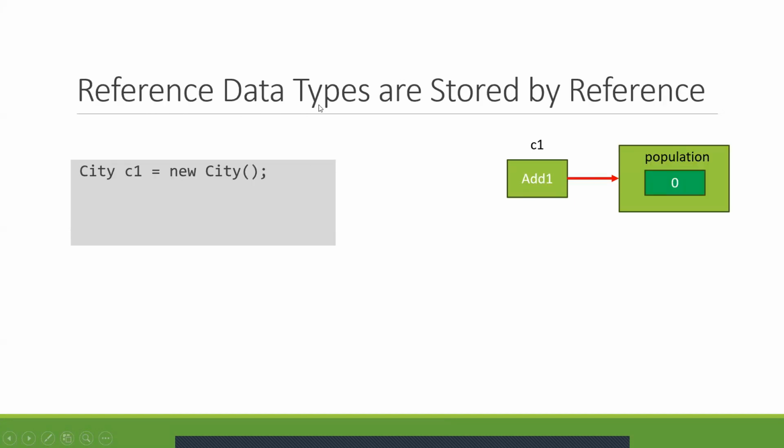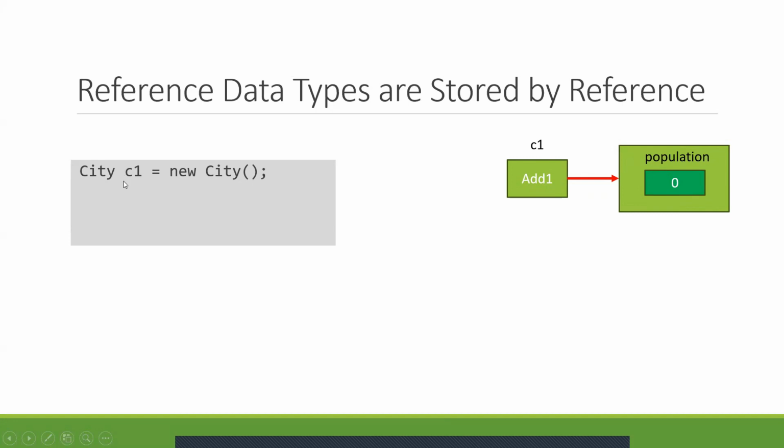Versus reference data types. Reference data types are stored by reference. What does reference mean? Reference basically means that it stores the address of where the actual value is stored. Suppose city is a class which has one instance variable, population. When I create a new object C1 of type city, C1 stores the address of the memory location which will have the value. C1 does not directly store the value. That is why we say these data types store the reference, or the address of the memory location where the value is present.